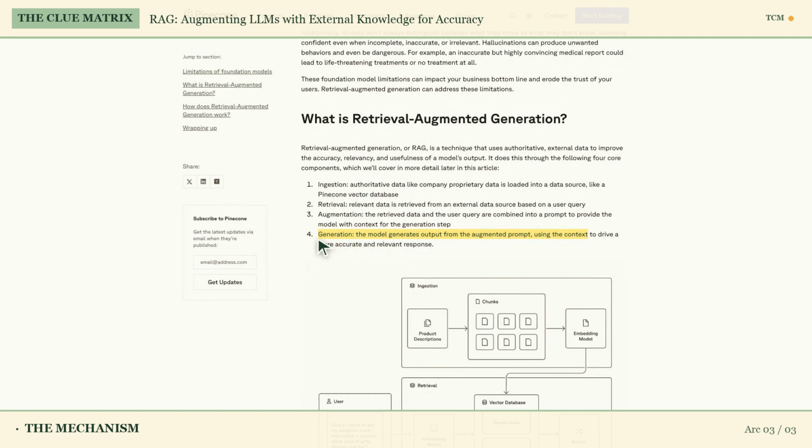Finally, generation. The LLM receives this augmented prompt and generates its response. It uses the provided context, making its output more accurate, relevant, and grounded. So the LLM is no longer guessing or hallucinating. It's specifically instructed to answer based on the retrieved information.